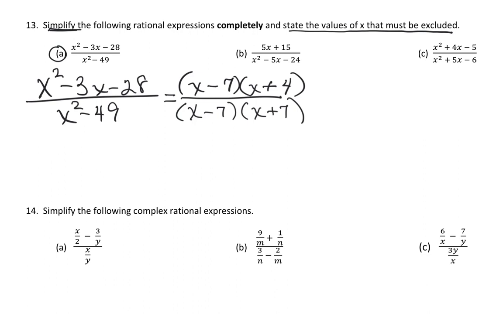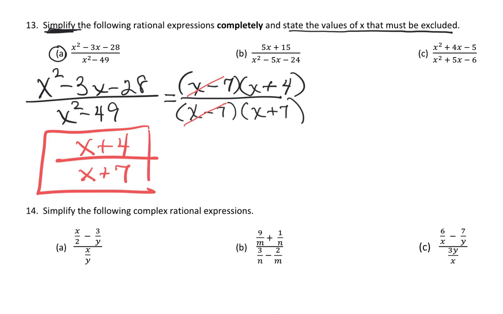So they ask you first to simplify. So simplifying, you cross out your common factors. Your simplified answer is right here, x plus 4 over x plus 7. That's all we're asking you to do. It's simplified. Okay, that was the first part.